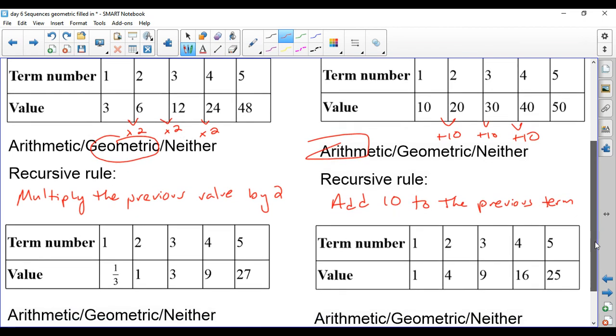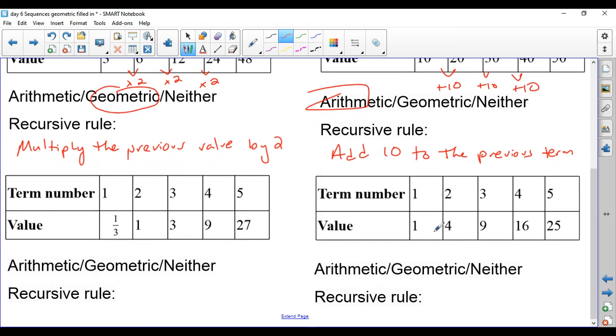To give you an example of neither, if we look down here, I check and see if it goes up by the same amount. This goes up 3, up 5, up 7. It's not arithmetic. I divide and I say, okay, is 4 divided by 1 the same as 9 divided by 4? No, this is a neither. There's a different pattern for this. And if it's a neither, you do not need to write a recursive rule.